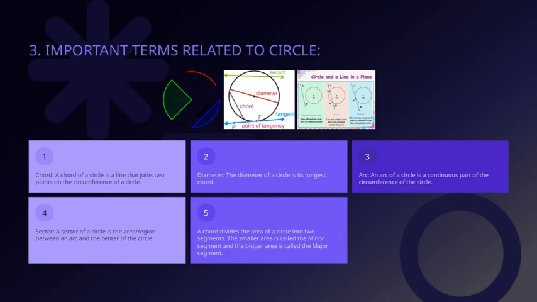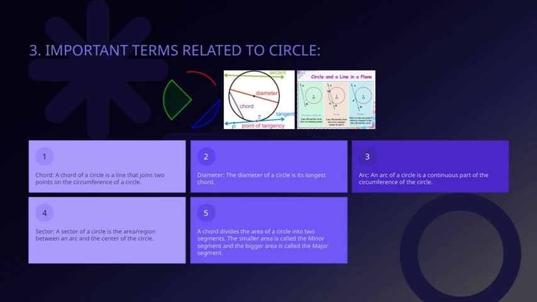Let's explore some important terms related to circles. First, an arc is simply a continuous part of the circumference of a circle. Think of it as a slice of the circle's edge. Next, when we draw a chord, it divides the circle into 2 segments. The smaller of these is called the minor segment, while the larger one is called the major segment.